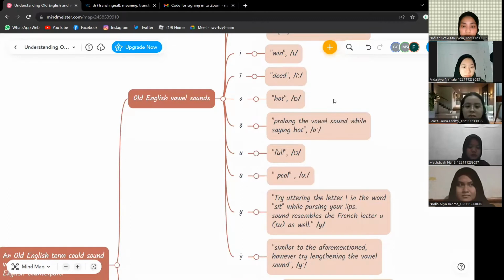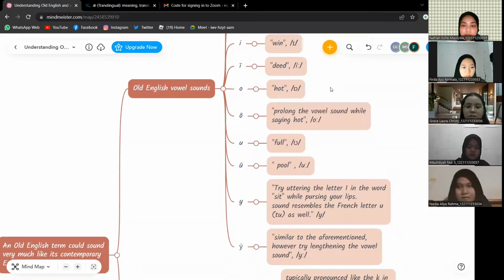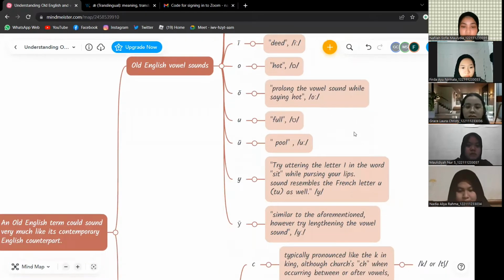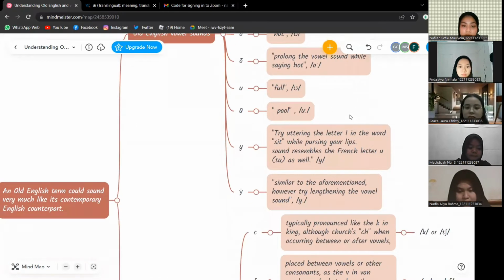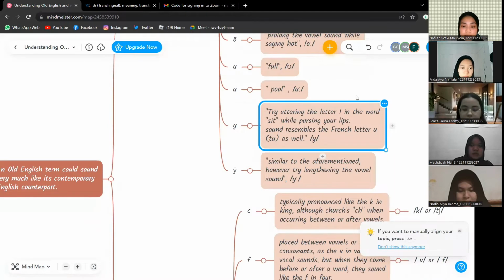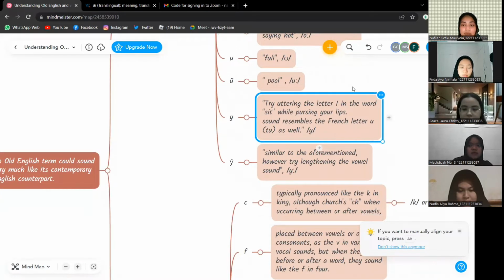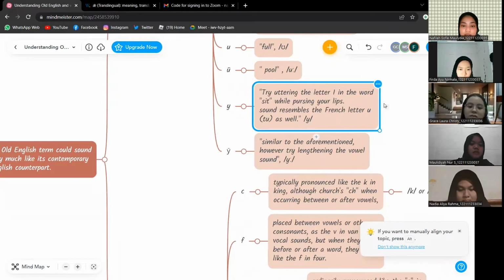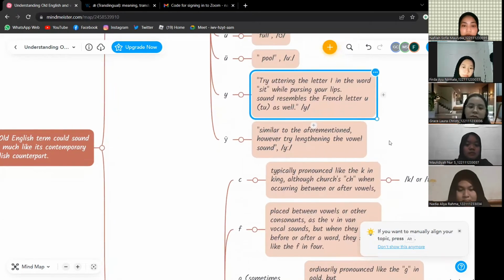Next is o, as in hot. Next is o, prolong the vowel sound while saying hot. Next is u, with the example full. And then u, with a long sound, the example is also full. And then, try entering the letter E in the word seat while pursing your lips. Some resemble the French letter O as well. And the last in vowel sounds is y, which is similar to the aforementioned, however, try lengthening the vowel sounds.